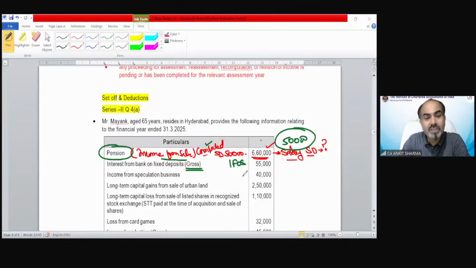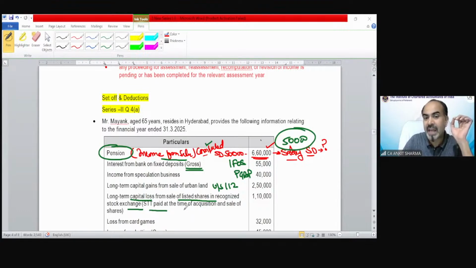So this will be considered as income from other source. Income from speculation business, that would be my PGBP income. Long-term capital gain from sale of urban land. So is it section 112A or is it section 112 normal capital gain? It is under section 112. Now long-term capital loss, remember carefully. I am going to ask about this.